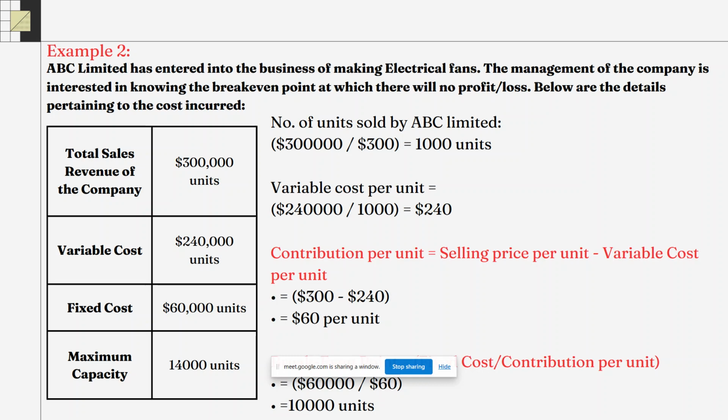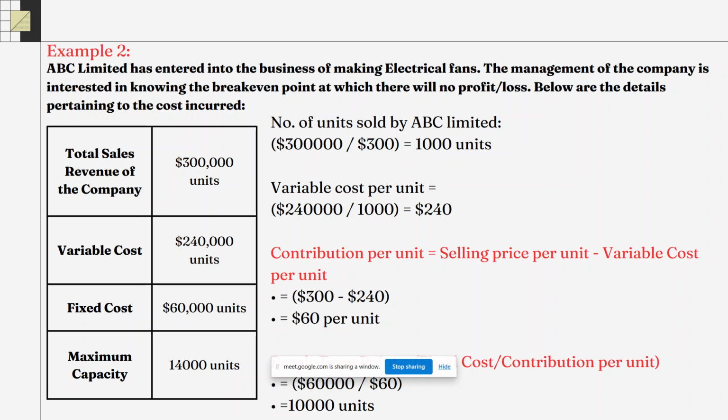So as we can see, ang break-even point is dapat ang kanyang cost at ang kanyang income ay mag-equal or dapat mas mataas ang kanyang income kaysa sa kanyang cost para malaman ng isang kumpanya kung nagkakaroon ba sila ng net gain or net loss na sila. So, total sales revenue of the company is 300,000. Tapos, ibinebenta nila ang kanilang fan ng $300 per fan. Tapos, yung variable cost is 240,000, while the fixed cost is 60,000. And then, the maximum capacity is 14,000 units.